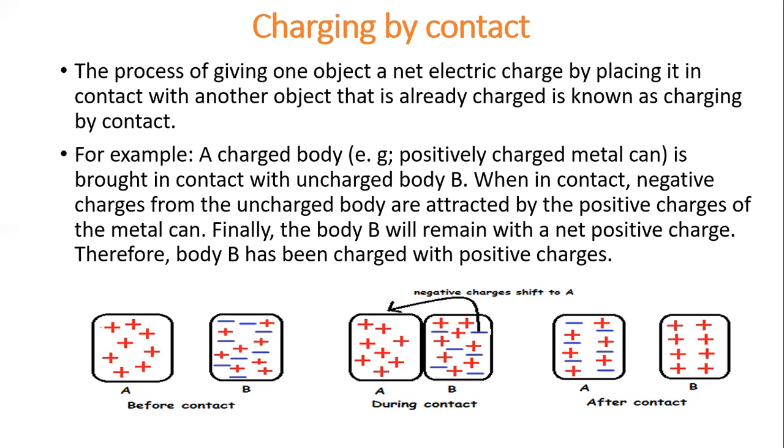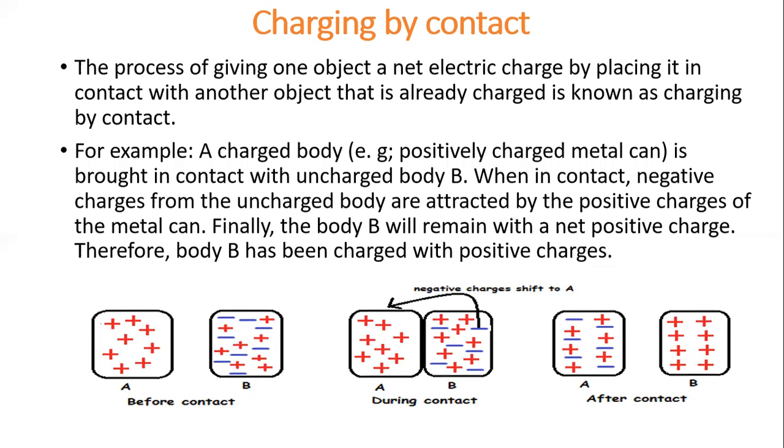As you can see in the illustration, there is a body A that is positive, and a body B that is uncharged. Now, during contact, the negative charges shift to body A, so that results in the charging of body A after the contact.